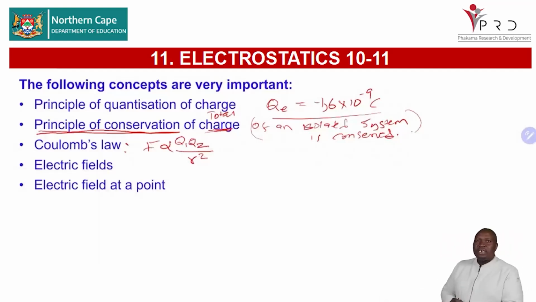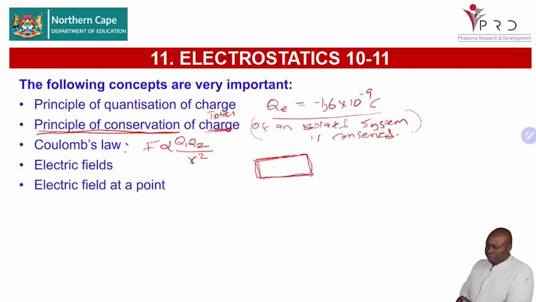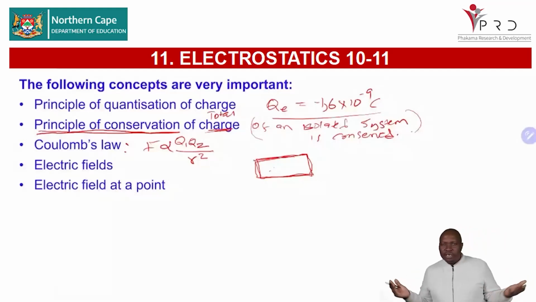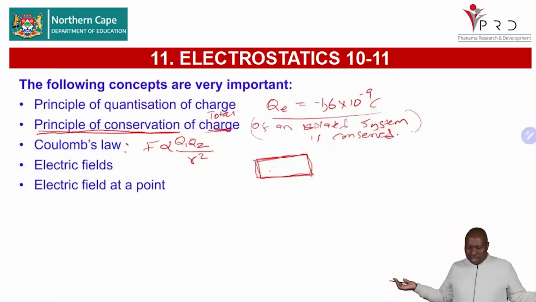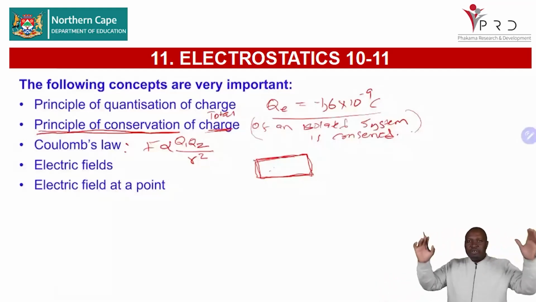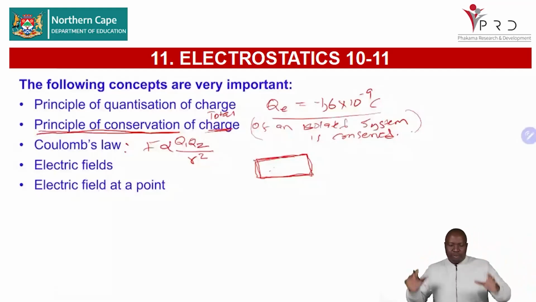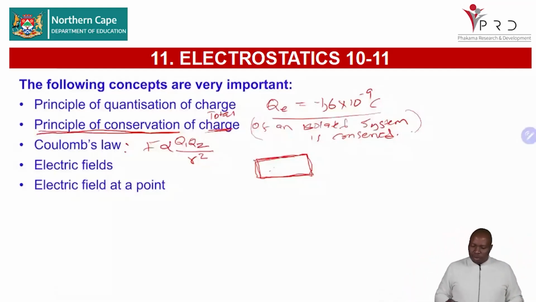Define electric field. Remember, we've defined it already. Electric field is a region of space where a charge placed on that point experiences a force. So when you're outside of the field, you won't experience the force. What is the electric field? It's a region of space where a charge experiences a force.